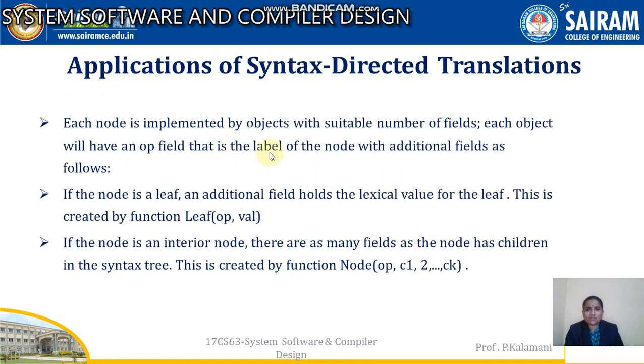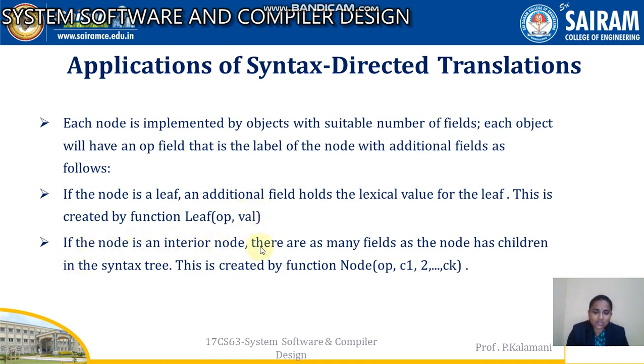Each node is implemented by objects with a suitable number of fields. Each object has an operand field, and along with it additional fields as follows. When an expression is taken, there will be an operation to be performed, along with the left and right child. If a node is a leaf node, an additional field holds the lexical value of the leaf. Suppose we take a digit, digit.lexval, some value like 3, 4, 5. This is created by the function Leaf(op, value): what is the operation and what is the value to be represented.